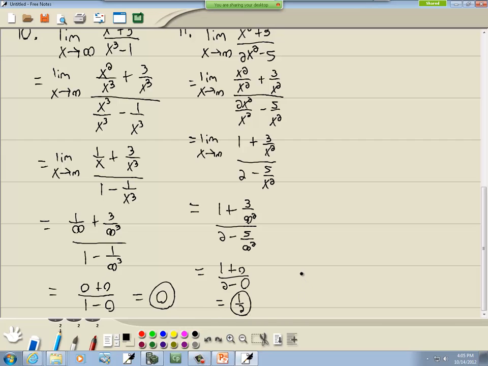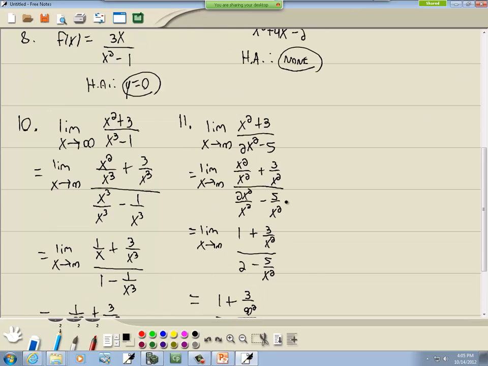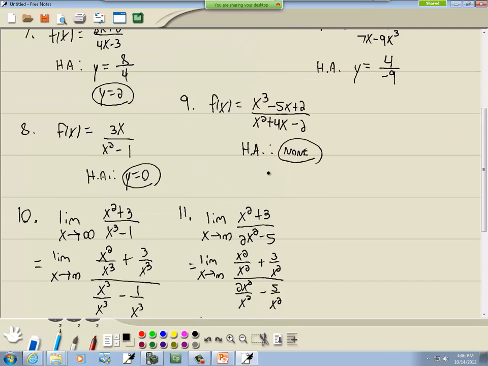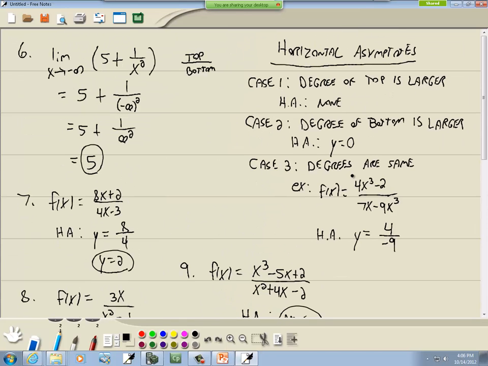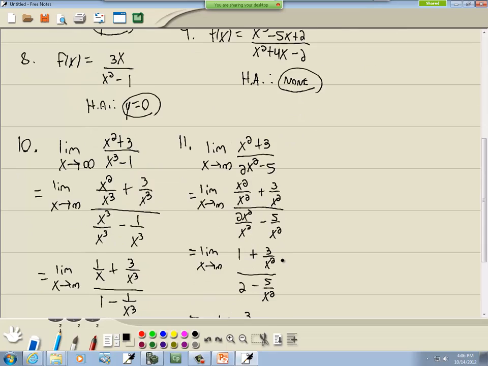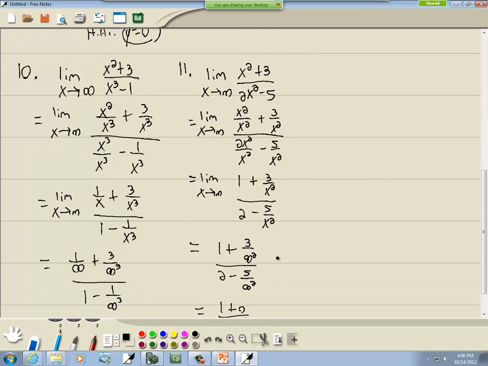Now again, remember our rules. Here the degrees are the same, aren't they? So for the horizontal asymptote, I create y equals, take the number off the front of the x to the largest power, which would be 1/2. That's why case 3 is always like it is. Number 12.